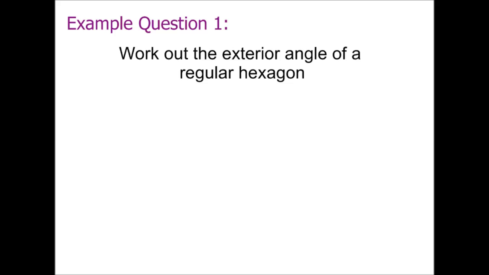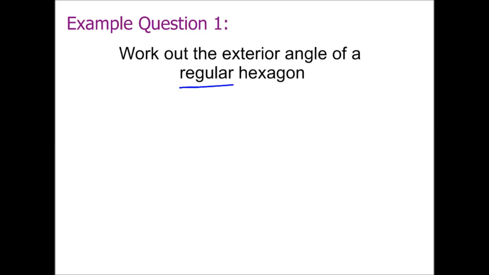Right, so first example question: work out the exterior angle of a regular hexagon. Now, the clue is in the question here, because it's given you that it's a regular hexagon. So every angle will be the same size. That includes the exterior ones as well.